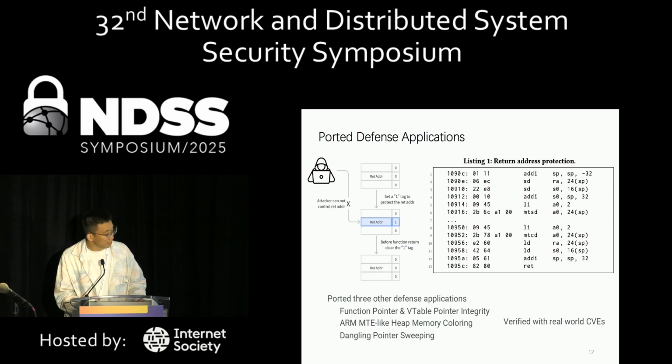To implement this, we modified the LLVM compiler to generate the necessary tag manipulation instructions. In line 6, you can see an instruction called MTSD, which stands for memory tag set double word. This instruction marks the return address as inaccessible. And before the function return at line 9, the MTSCD instruction clears the tag, and the function can read it.